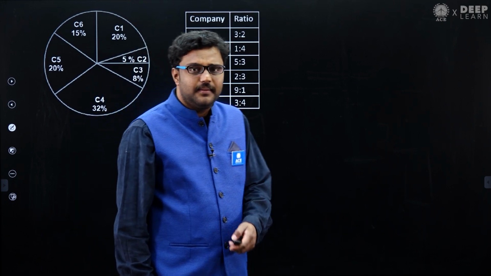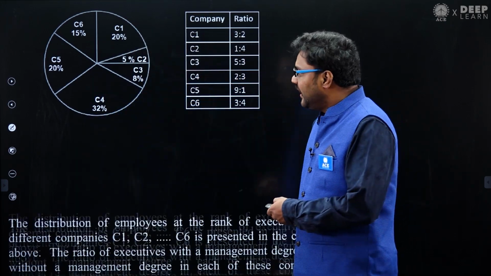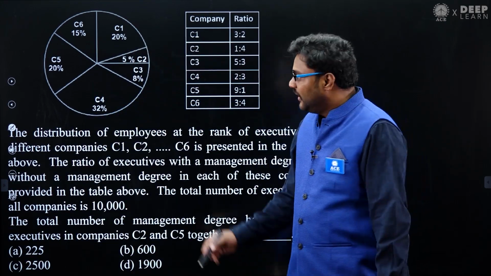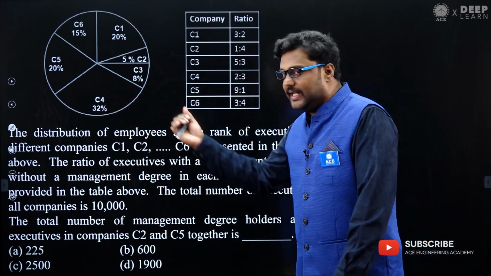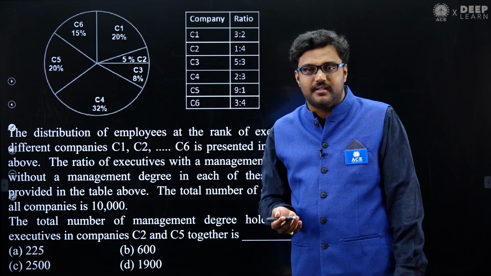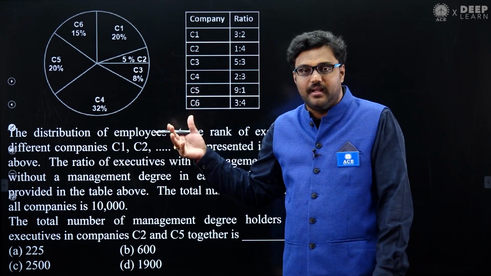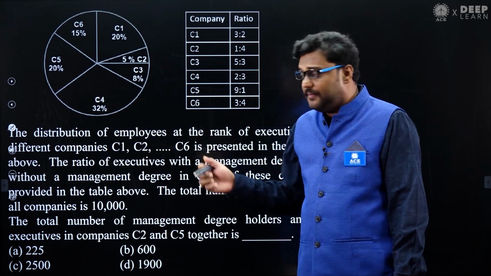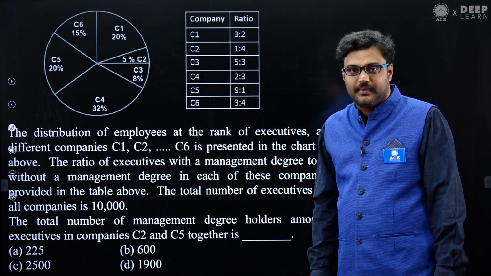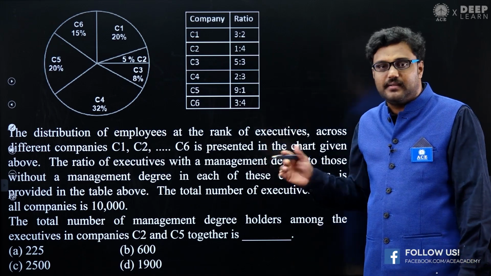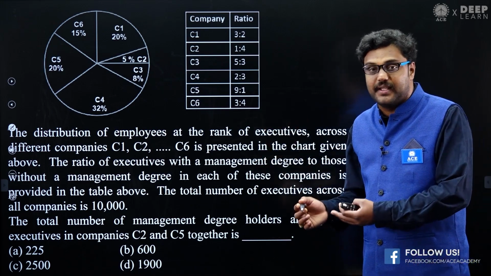So guys, in this first question related to data interpretation, they have given a pie chart and a table for us. We should collect the data from the diagram as per the requirement in the question. So what is the requirement here? You just go through the question, my dear friends: what they are asking, what information they have given.